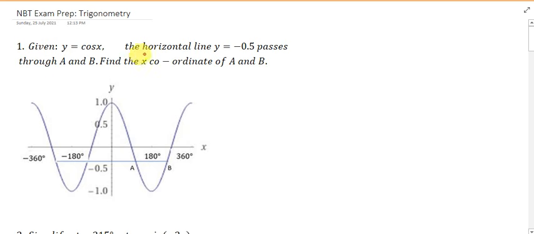Given y is equal to cos x, the line y is equal to negative 0.5 passes through the points A and B. Find the x coordinates of A and B. So let us find the coordinates of A and B. We know that this horizontal line goes through the y value, which is negative 0.5. So we can equate both the graphs at points A and B. So what we can say is cos x is equal to negative 0.5, or negative half.